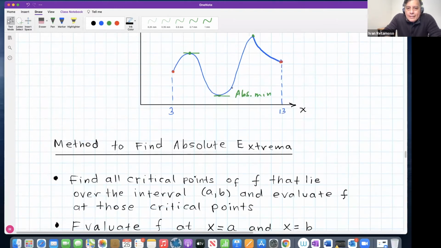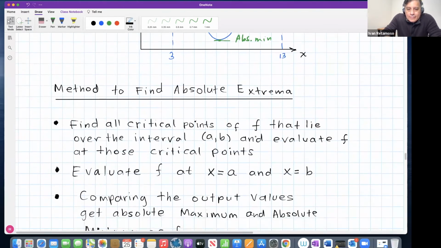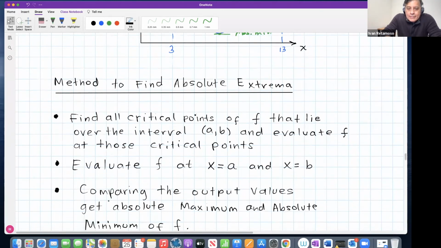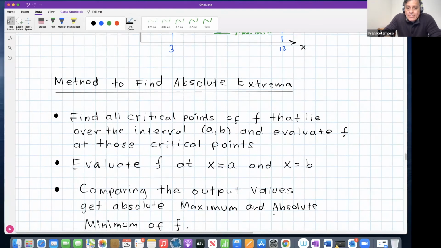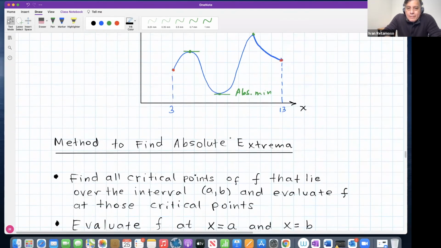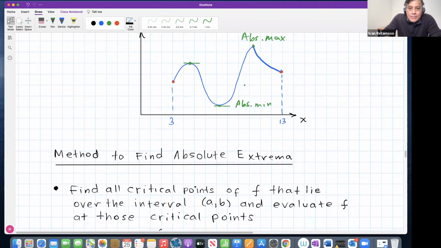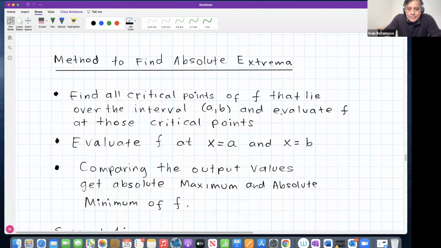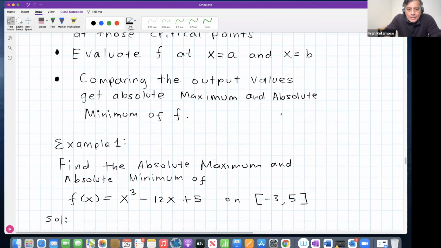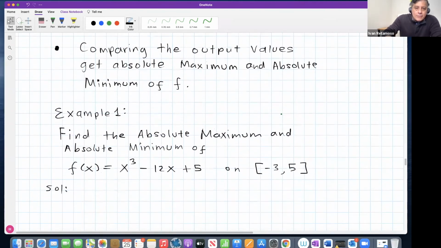And at the critical points, right? And compare them. It says comparing the output values, get some absolute maximum and absolute minimum, right? So we find the critical points, and together with the endpoints, we do evaluations. And then according to the table of the results of those evaluations, we will get our absolute maximum, our absolute minimum, right? Yeah, it's just a simple method. Let me explain to you how this method works.